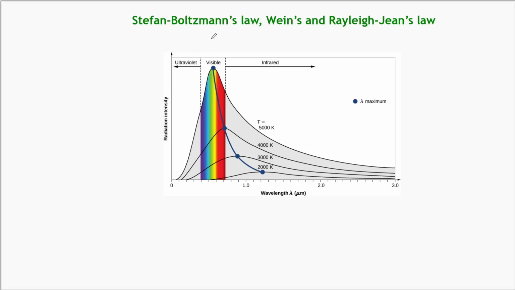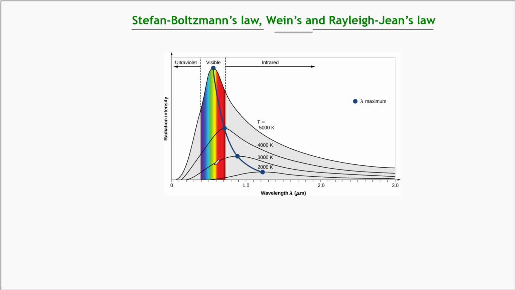Hello, welcome back. In this video, we'll discuss the Stefan-Boltzmann law, Wien's law, and the Rayleigh-Jeans law. These three laws are important with regard to blackbody radiation. These laws are empirical in nature and are basically derived from the blackbody spectrum.